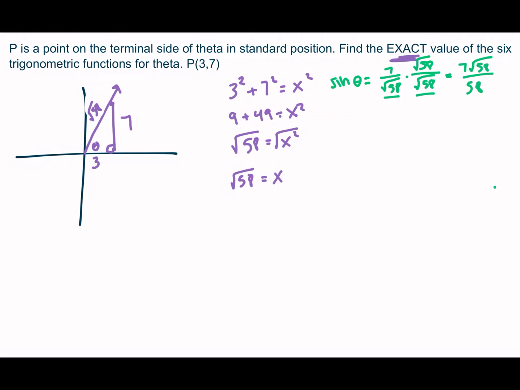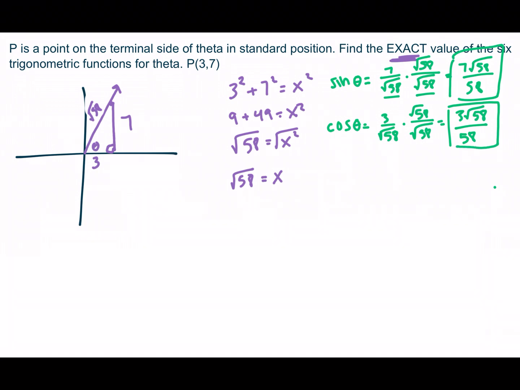My last step, I want to check, does 7 over 58 simplify? The answer is no, so I can leave my final answer: sine theta is 7 square root of 58 over 58. Now I need to do the same thing for cosine. Cosine theta is adjacent over hypotenuse, and then rationalize, which is going to give me 3 square root of 58 over 58. It does not simplify, so that's going to be my final answer for cosine theta.